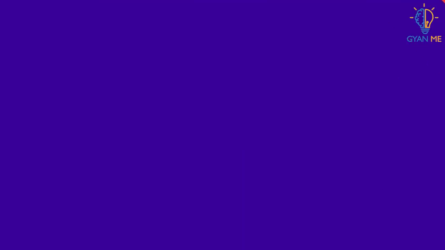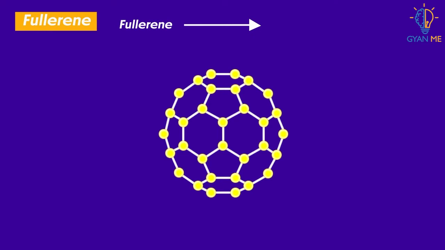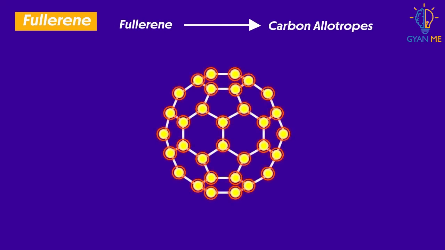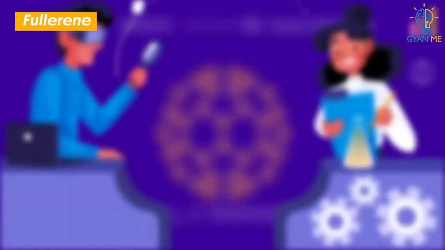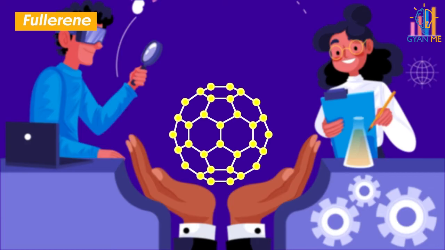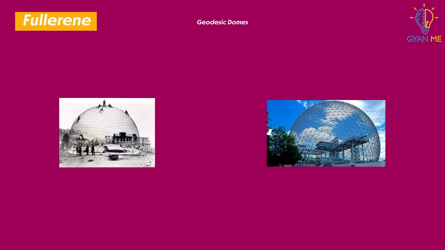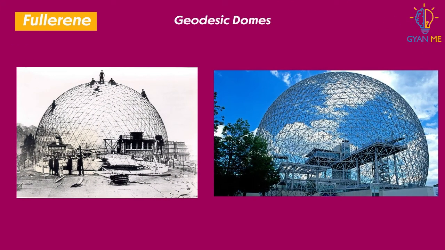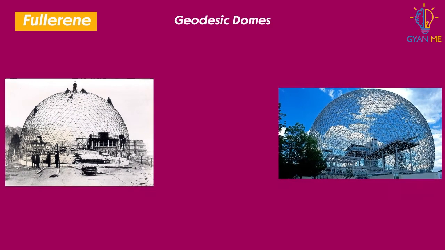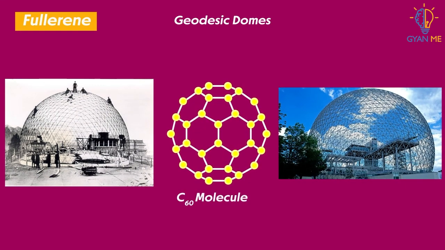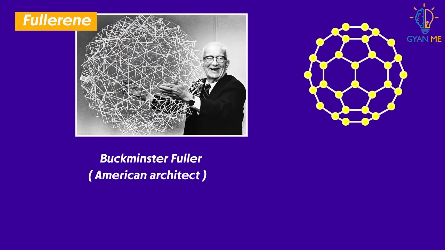Now let us learn about fullerene, which comes from another class of carbon allotropes. Chemically, fullerene is made up of a combination of a larger number of carbon atoms. The first known fullerene molecule is C60, or its name is Buckminsterfullerene. The discoverers of C60 named it after Buckminster Fuller, an American architect who used to design geodesic domes. These geodesic domes looked quite similar to this C60 molecule, and thus they named it after him.